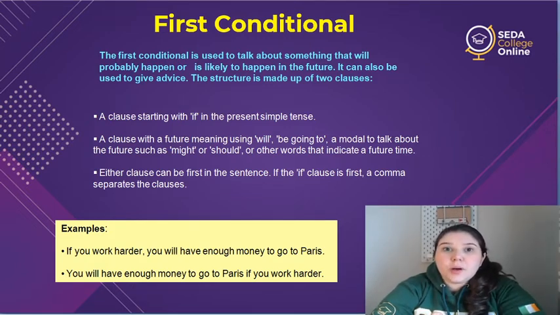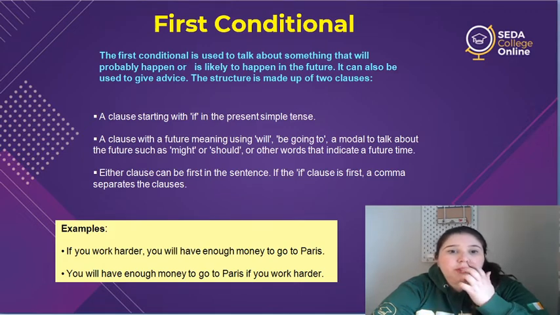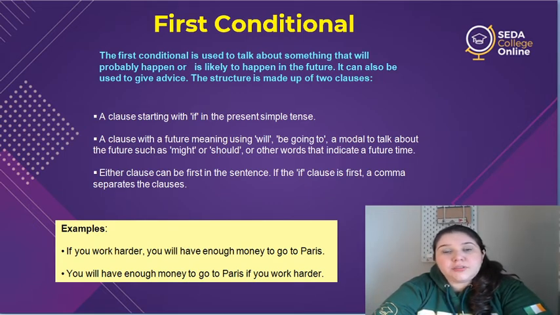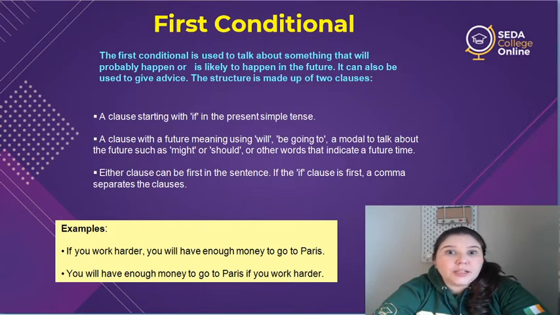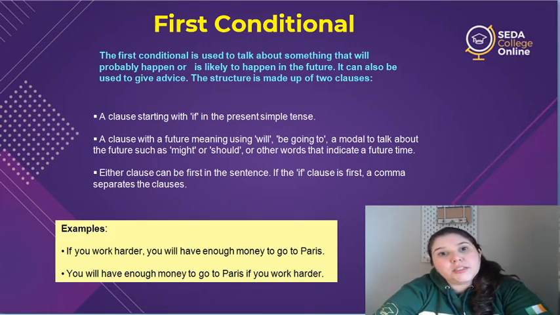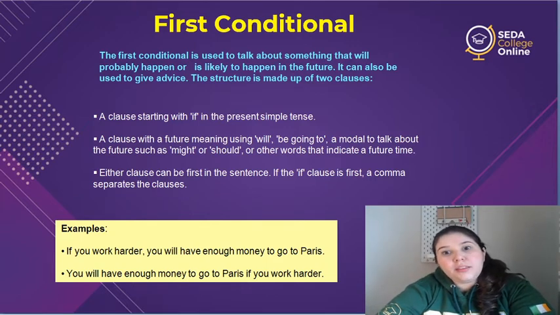And here is why sometimes students get confused, because we learn that the structure is present simple and will. But there are other types of words that can show us the future meaning. So here you can use a clause with the future meaning, use will, be going to, or a modal to talk about the future, such as might or should, or other words that indicate future time. So it doesn't have to be exclusively will. It can be any other word that shows us that we're talking about the future.